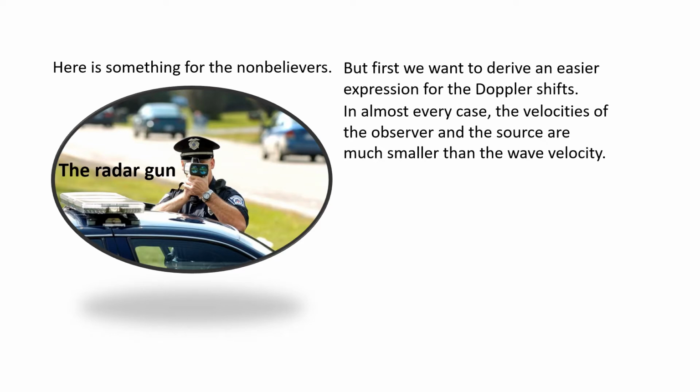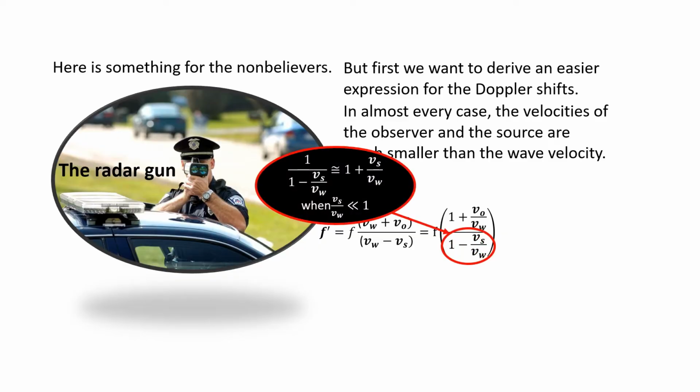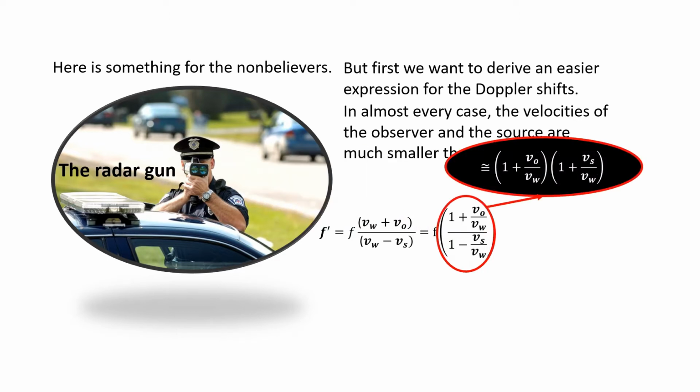In almost every case, the velocities of the observer and the source are much smaller than the wave velocity. Here's the Doppler effect equation after dividing above and under by the wave velocity. Being the denominator so near to 1, this is a very good approximation. Now that the quotient has turned into a product, let's do the product. A very small number squared is a very, very small number that can be neglected. The relative shift then results in this expression.